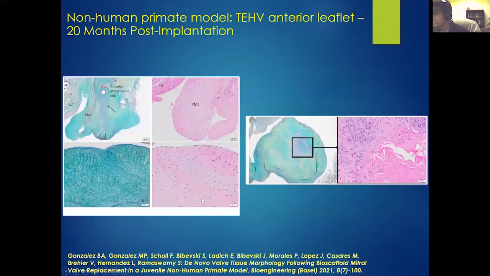And so this is another slide showing at 20 months, and we saw similar situations with regions of lack of tissue filling. Again, not a big amount, maybe about 5 to 10% of the scaffold, even as early as 3 months post implantation, had really filled the scaffold by up to 90%. But even at 20 months, we saw there was a little bit, 5 to 10% of scaffold that was unfilled. And ultimately, that led to a hostile immune response, which led to the valve failure.